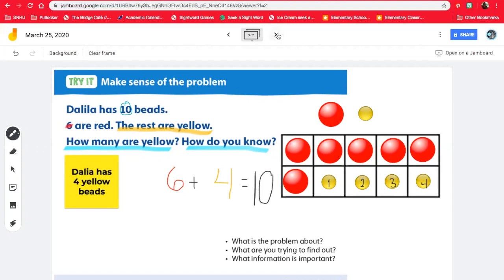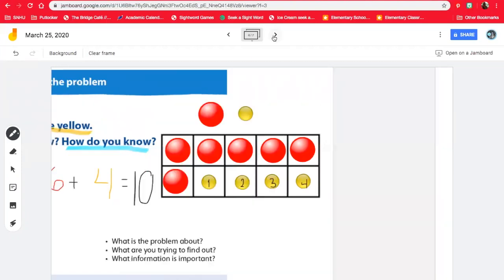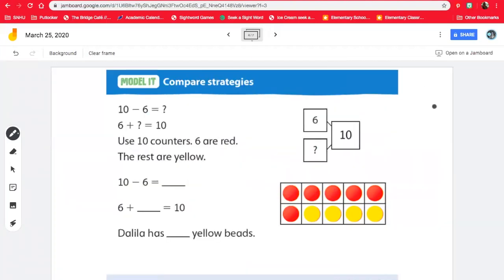I think we got the hang of this. Here we go. So we're going to break this last problem down even more. Now, I noticed we have subtraction. Look at that. And addition. So 10 minus 6, or 10 take away 6, equals blank. We want to find out what this question mark means.